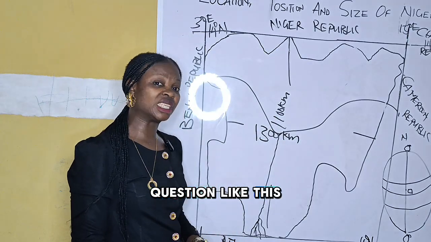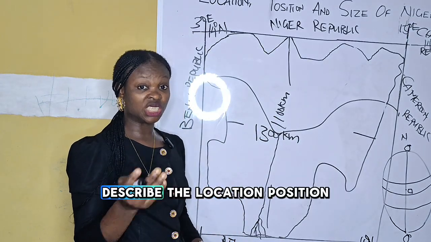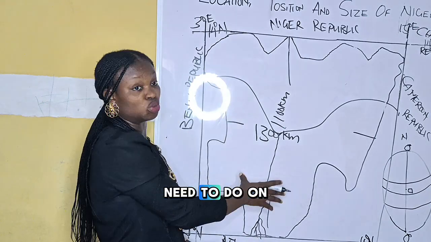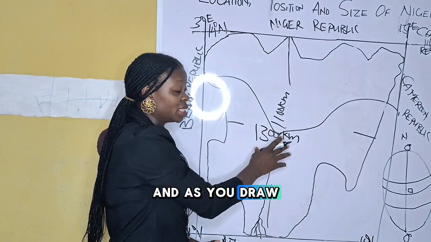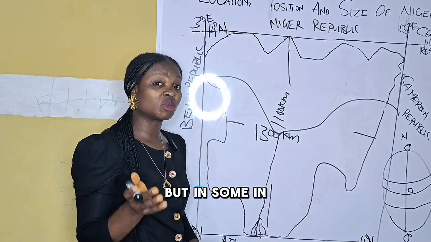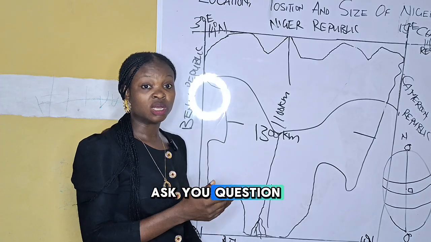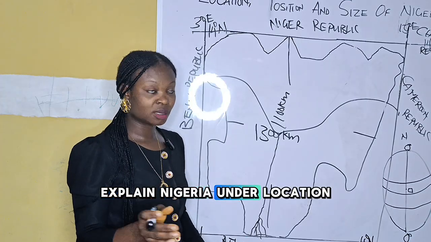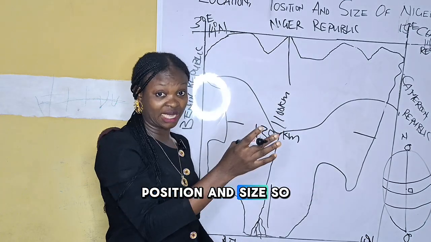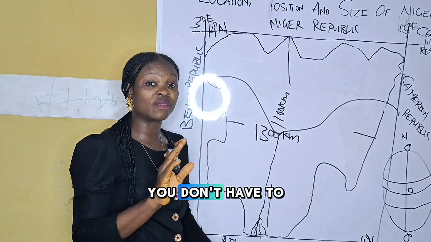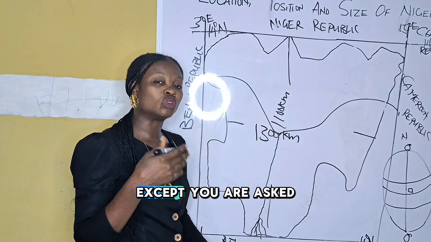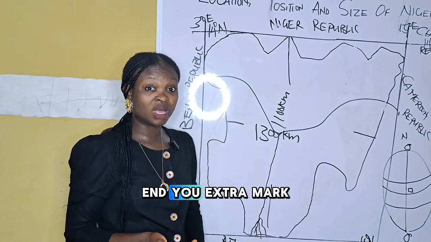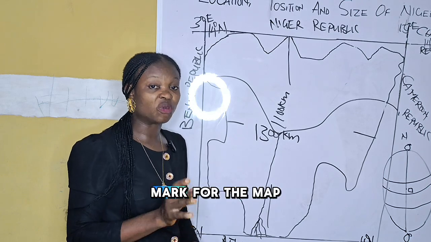In case you see questions like this, on a sketch map of Nigeria, describe the location, position, and size of Nigeria. This is all you need to do on a map, and as you draw the map, you also explain. But in some years, they will ask you questions and they are not expecting you to draw. So you see questions like, explain Nigeria under location, position, and size. When you see questions like that, you don't have to draw the map, except you are asked to do so, or you have extra time to do so. The map will actually aid you extra mark if there's a mark for the map.